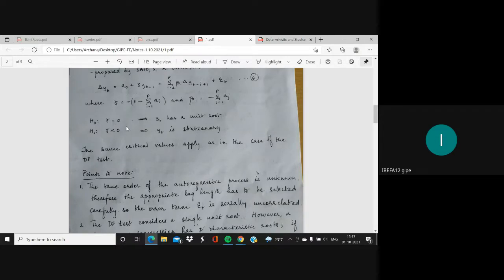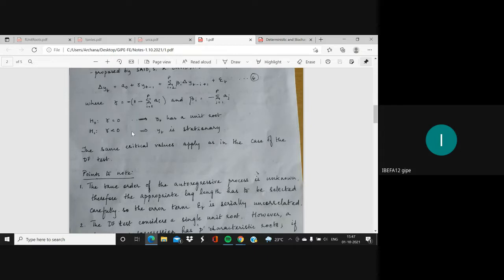a one-sided test. So far when we were looking at the significance of the coefficients estimated from ARMA models, we were looking at a two-tailed test. That's why I asked you to consider the absolute value of the t statistic, since it was a two-tailed test. But here, since this is a left-tailed test, you need to look at only the left tail of the distribution.